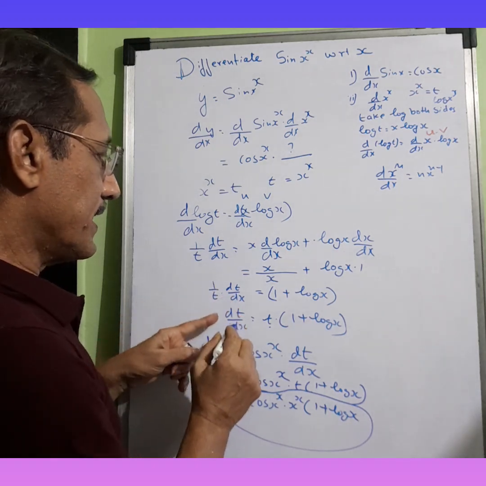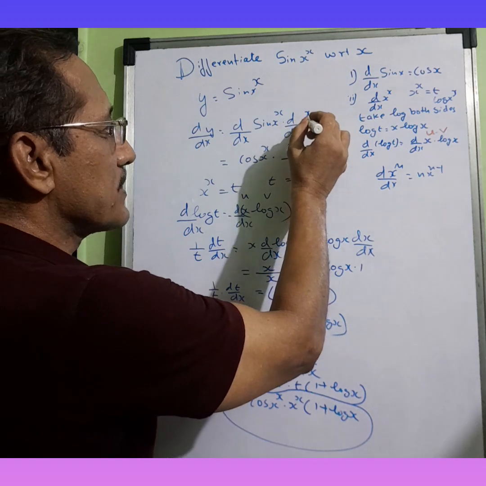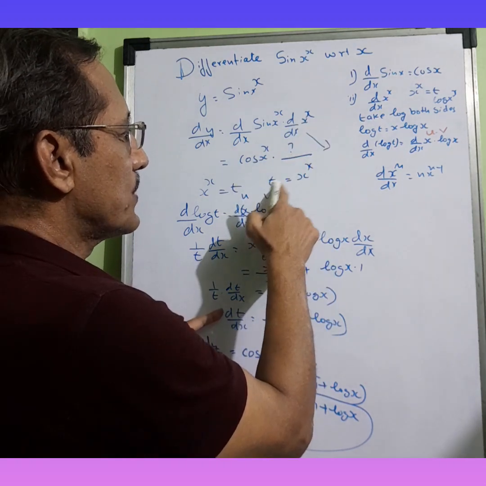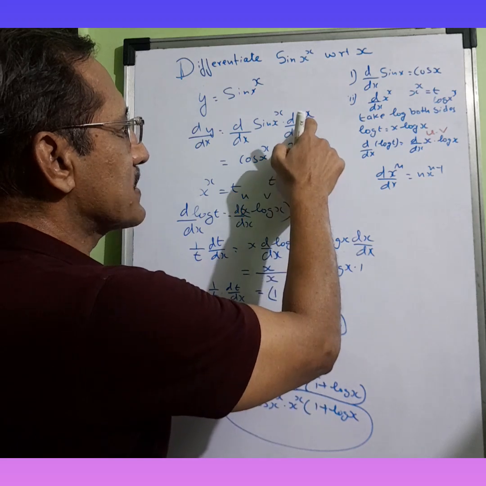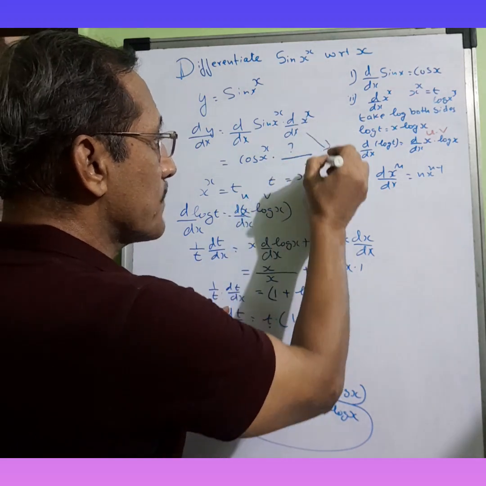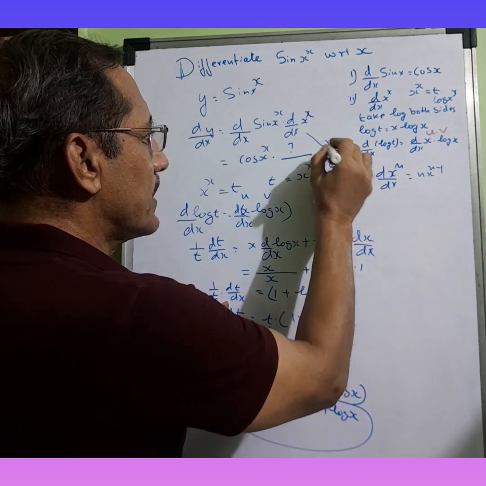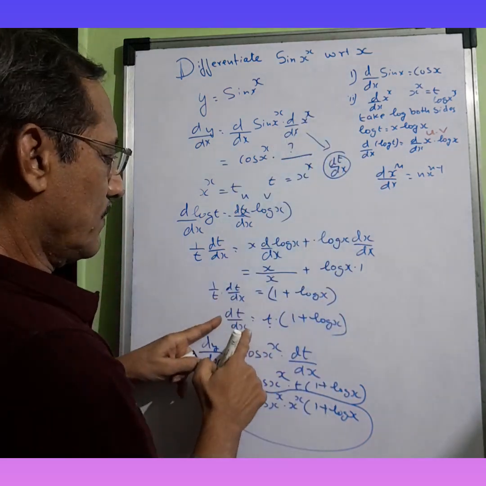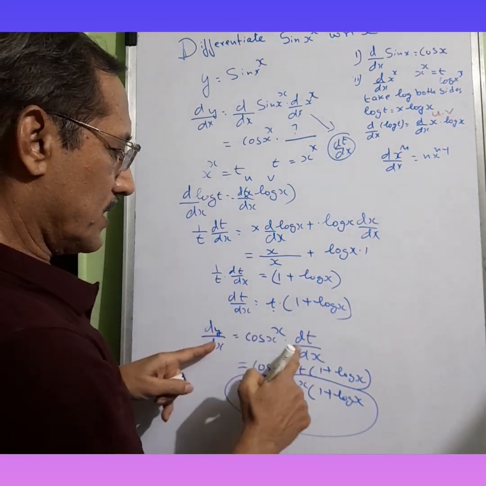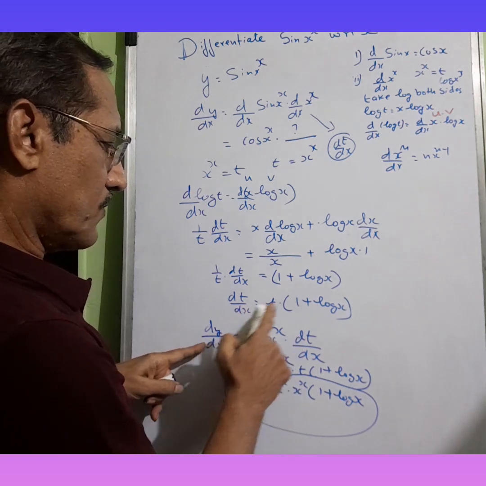So dt by dx, because this was what? This was dt by dx. We substituted this here, right? So when we substituted here, we substituted x raised to x as t. So this part was dt by dx. Alright, this part was dt. So that's what we want. So dt by dx is t into 1 plus log x. So dt by dx we jot it down over here.